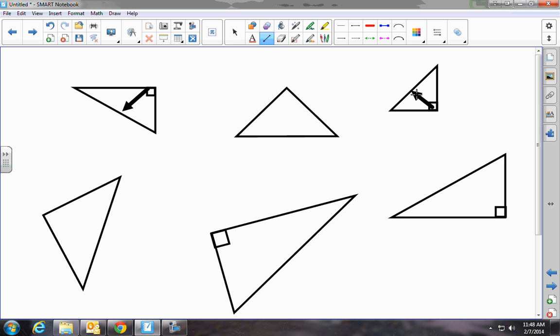Okay, draw straight across from the right angle, and this side here is your hypotenuse. I'm going to go ahead and do that for the rest of these triangles. I'm just drawing a line straight from the right angle.